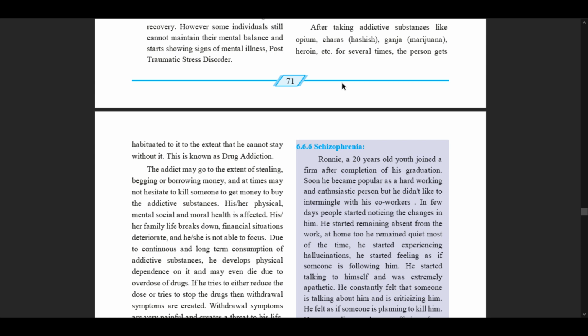So we'll now dissect what has been given to us for the symptoms, or the things that would follow after a person is blocked from doing such drugs or things he or she is addicted to. The addict may go to the extent of stealing, begging, or borrowing money, and at times may not hesitate to kill someone to get money to buy the addictive substances. So, you guys could take the example of the movie Sanju, where a person by the name of Sanju, yeah, the name.